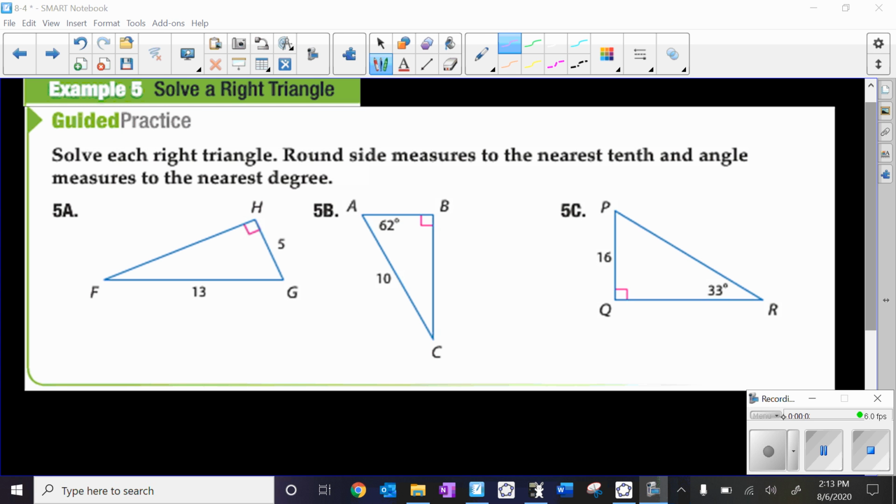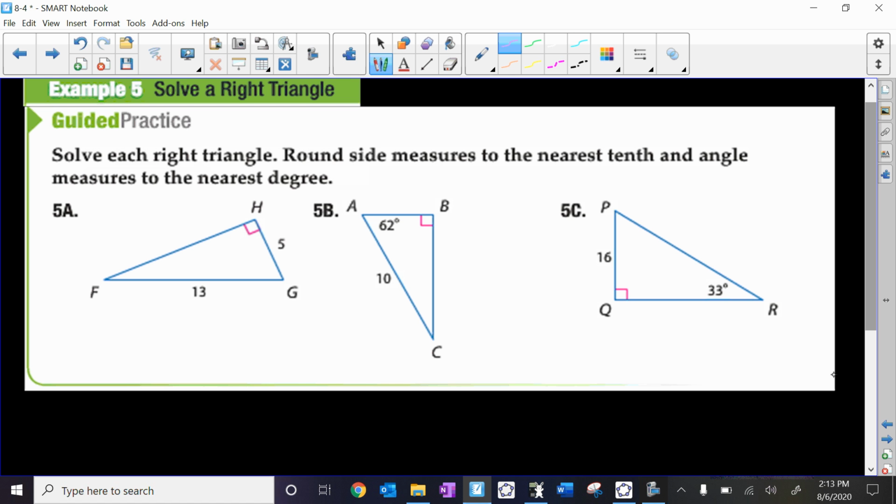Finally, we're going to put it all together now. So we're going to solve each right triangle. And when I say solve, I want all the missing angles and all the missing side lengths. We will round our side lengths to the nearest tenth, and angle measures to the nearest degree. And I'm just going to focus on one of these, 5A.